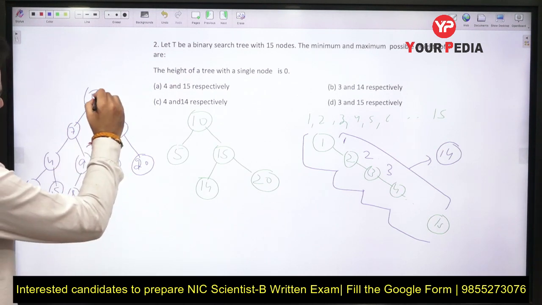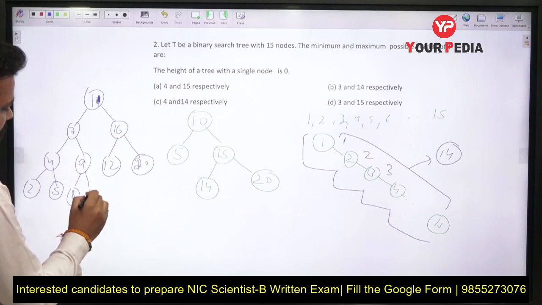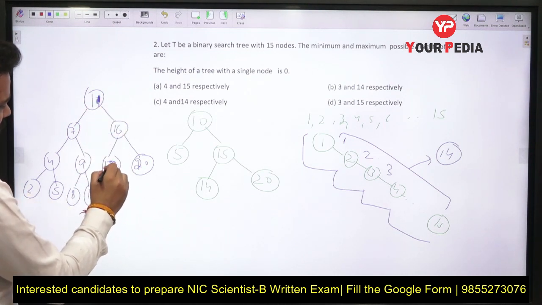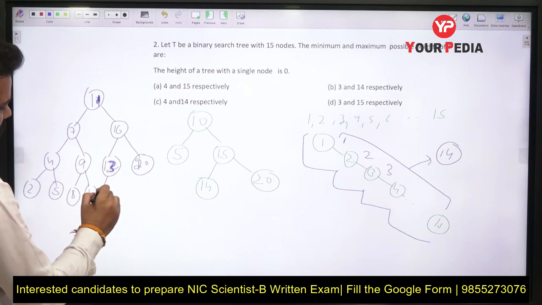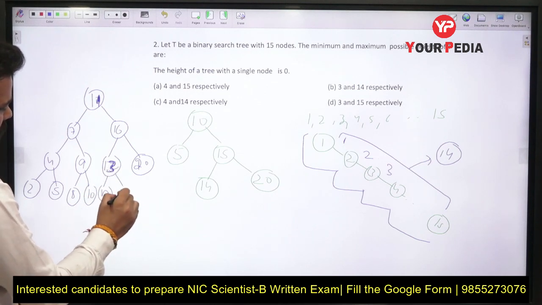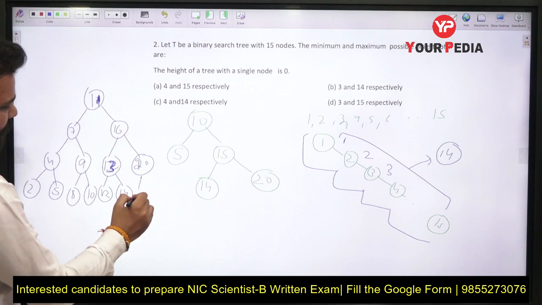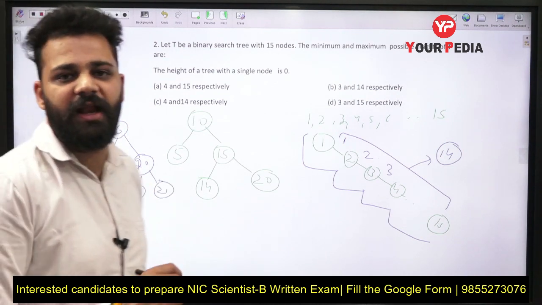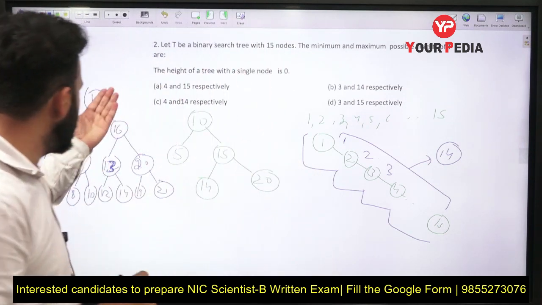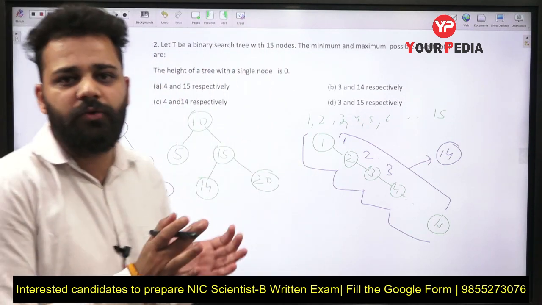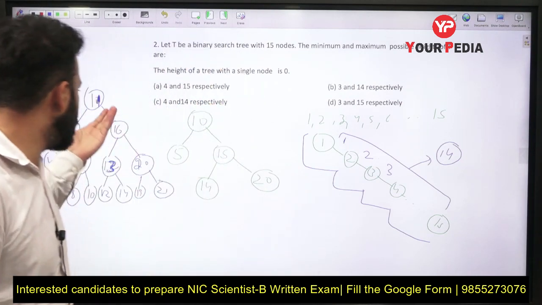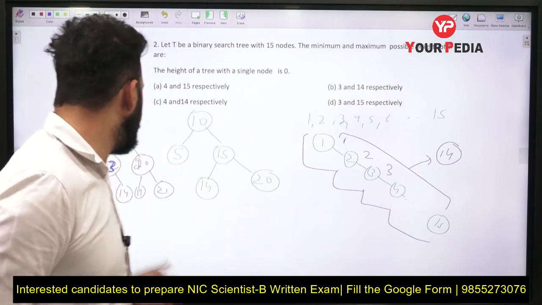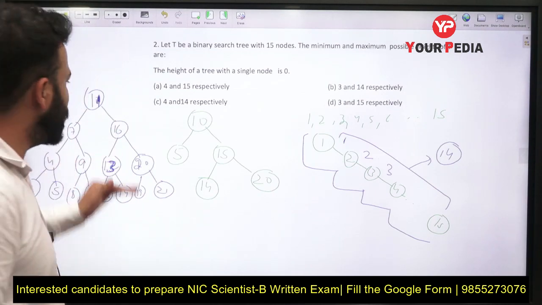So let's take this as 11. So 10 will come here. Okay, let's take this as 13. So 12 will come here, 14 will come here, 19 will come here, and 21 will come here. Now you can see there are 15 elements in this, and this is the minimum height that is possible when you divide the nodes in even terms in a perfectly balanced tree. So this is how you get the minimum height.